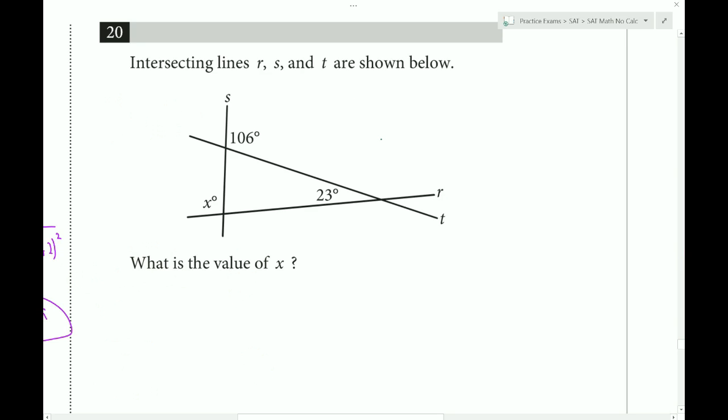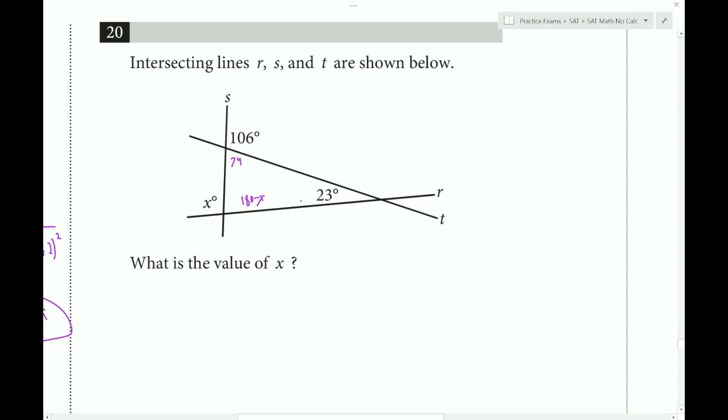Intersecting lines are shown below. What is the value of x? Alright, so there's a few ways to do this, but perhaps the most straightforward way is to use straight angles. So this would have to add up to 180 with whatever's inside here. So the inside part you can label as 180 minus x, so that when you add x, you get 180, right? Same thing here. This has to add up to 180, so call this actually 74, which is 180 minus 106.